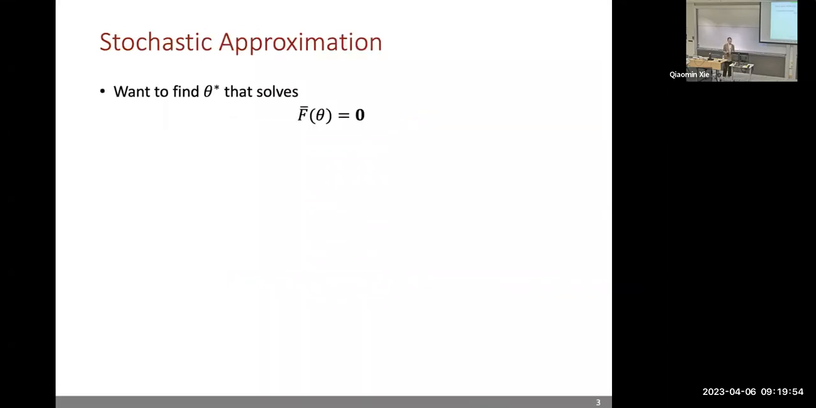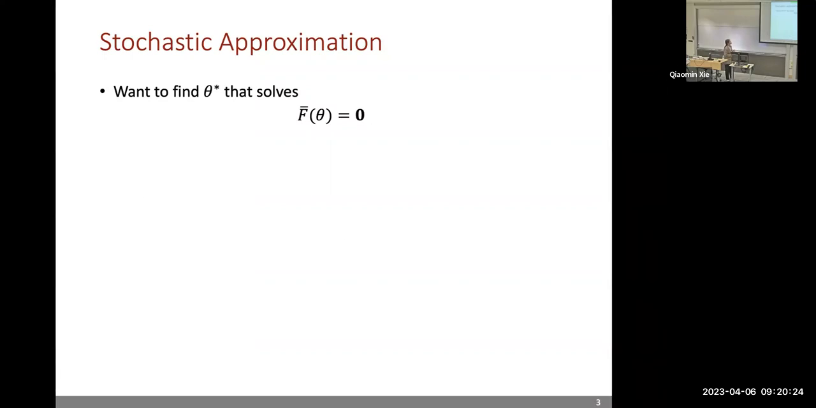So what is stochastic approximation? As I said, that's one of the keywords in my title. The goal here is very simple. You just want to find theta star that solves the equation here. So basically, you want to find the root of this function, f bar. And here you can think about theta as a d-dimensional vector. And f bar here is the function mapping this d-dimensional vector to a d-dimensional vector.